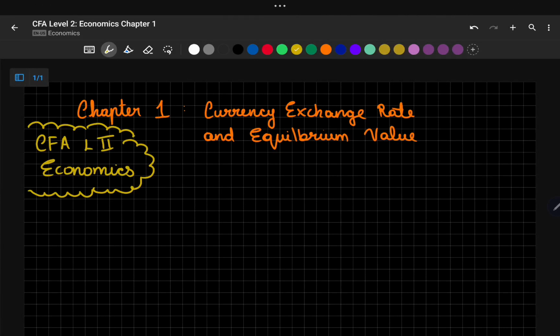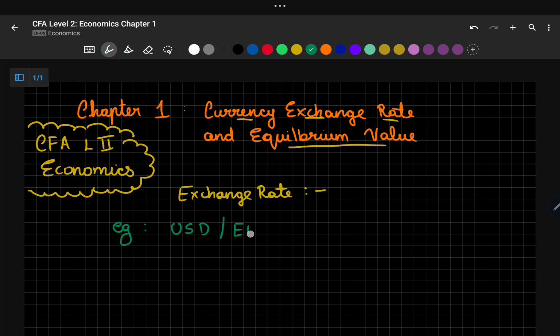So today we will be studying the first chapter of economics in CFA Level 2, that is currency exchange rates and equilibrium value. First, let us understand what an exchange rate is with the help of an example. I'll take the example of a currency pair USD to Euro given as 1.1547. So what does this mean?